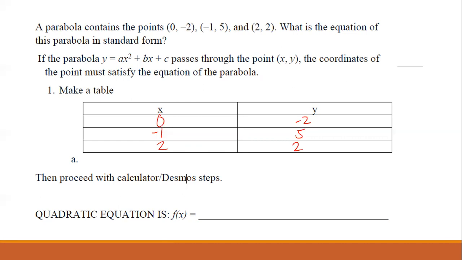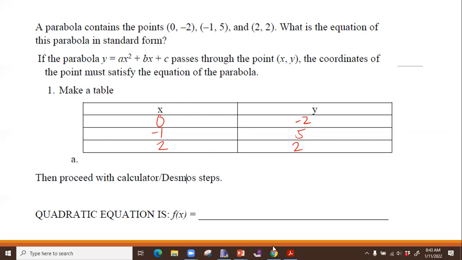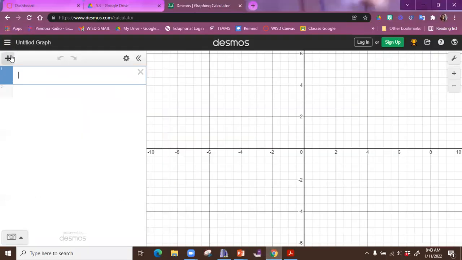Okay, so we made the table. Now we're going to go to Desmos and follow the steps that it says to follow. Those 4 steps we're going to follow in Desmos. So I'm going to switch to Desmos. So I'm at Desmos. It says I'm going to click the plus sign and I'm going to add a table. So at Desmos, I click the plus sign and I add a table following the steps in our notes.